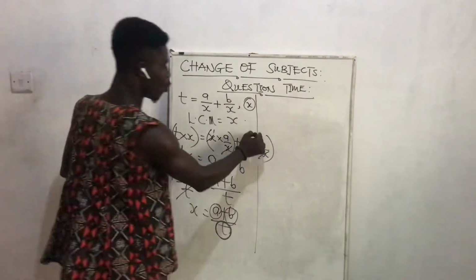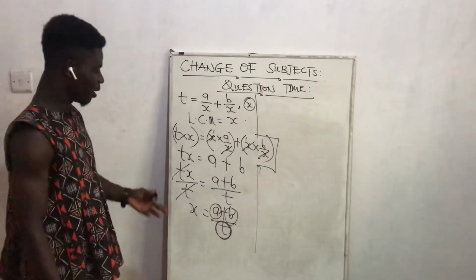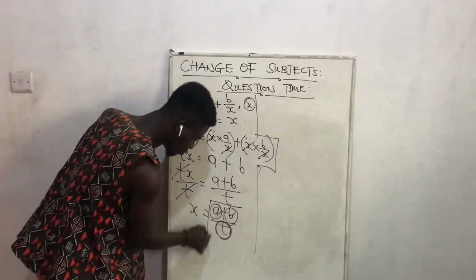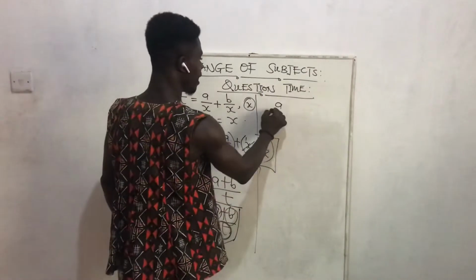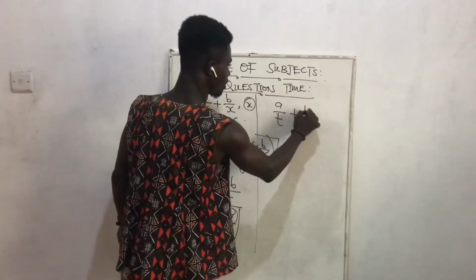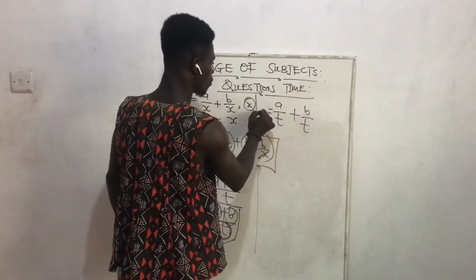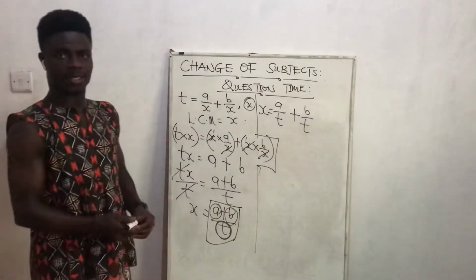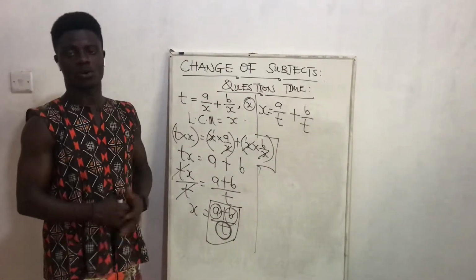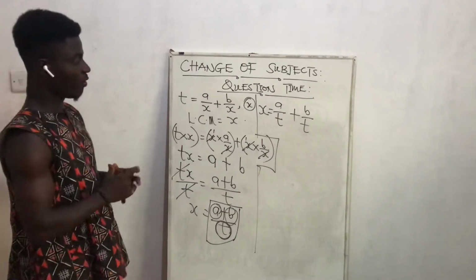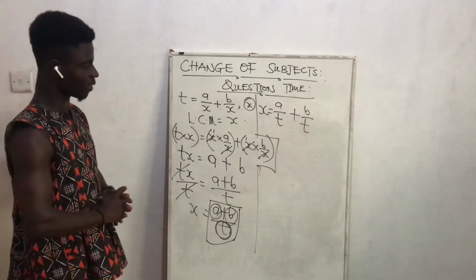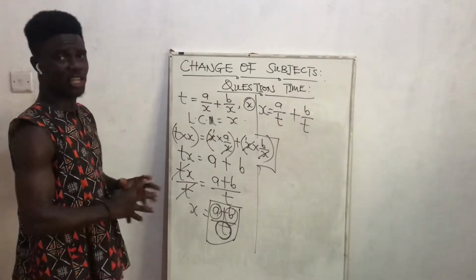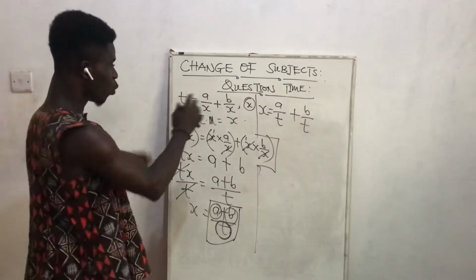So maybe you will not find this inside your options. You find A on T plus B on T, which is equal to the same X. Is correct. It's correct. So please be very, very vigilant and score 40 on 40. Very, very simple for change of subjects. Alright, so go through the steps.